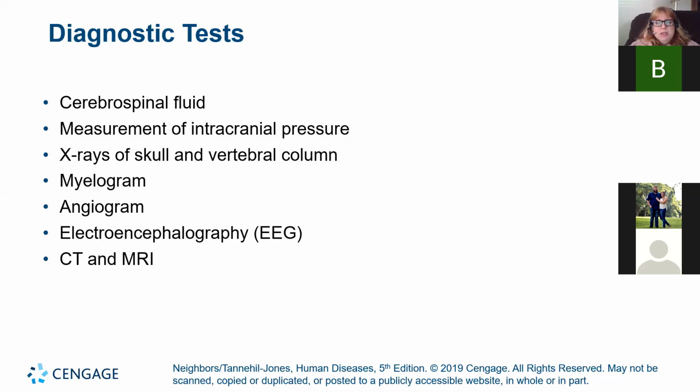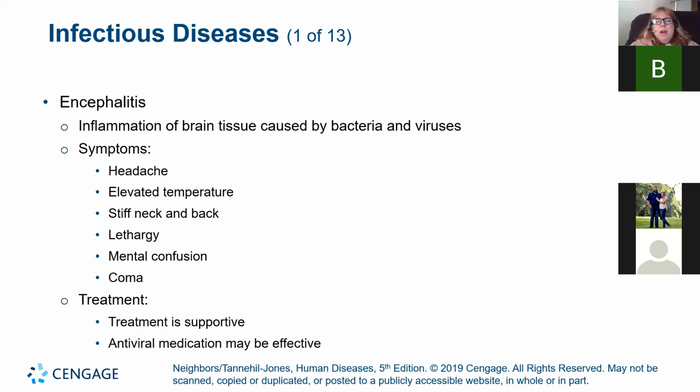They do this to find out if there's any blockages. So we're going to break this down into a lot of different diseases. The first ones we're going to talk about are infectious diseases of this area. The first thing I want to talk about is encephalitis. Luckily, it's not very common. It's an inflammation of the brain tissue. It's caused by either a bacteria or a virus.